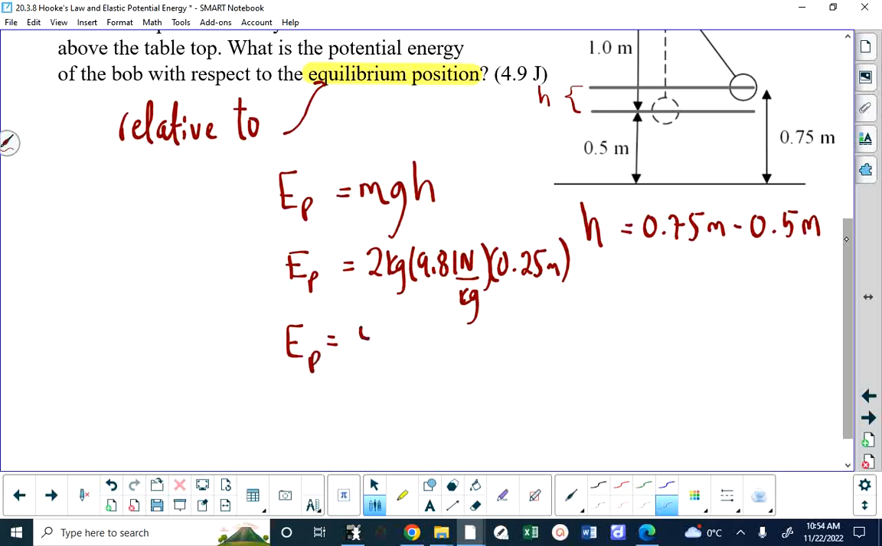So the gravitational potential energy relative to the lowest point is 4.9 joules. The reason why we use the lowest point, the equilibrium position, is that's as far as it goes. So if I release it, it's going to lose 4.9 joules of energy to get to that bottom point, which means it will have 4.9 joules of kinetic energy at that lowest point. Have I answered your question?